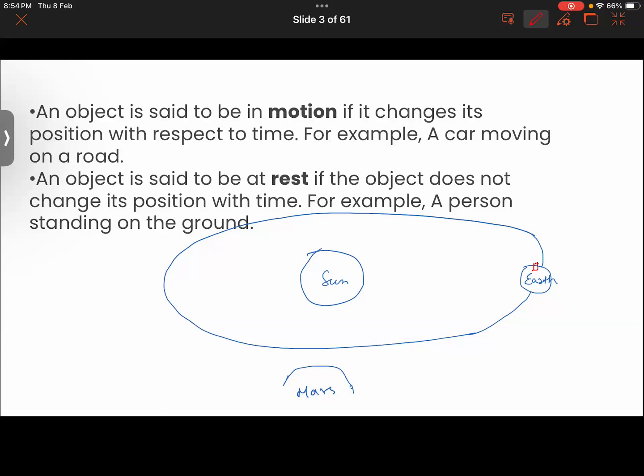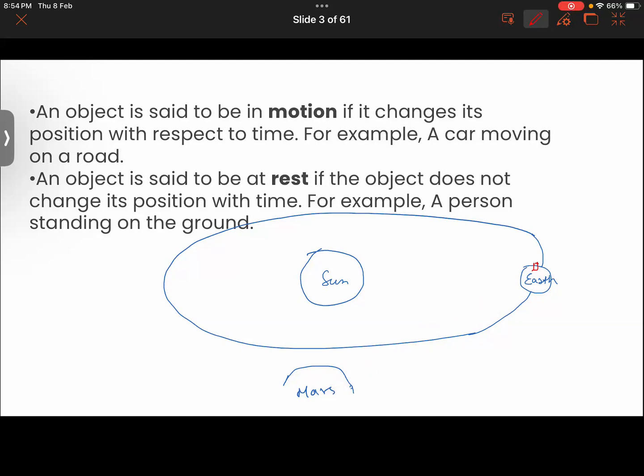But the fact is that Earth is not stationary. It has been doing revolution around the sun ever since the universe came into existence, ever since the Milky Way galaxy came into existence. Now, suppose Mars has been colonized and people are living there, and somehow they can look at us. They will say the person sitting here on this Earth is not at rest. Why is it so?